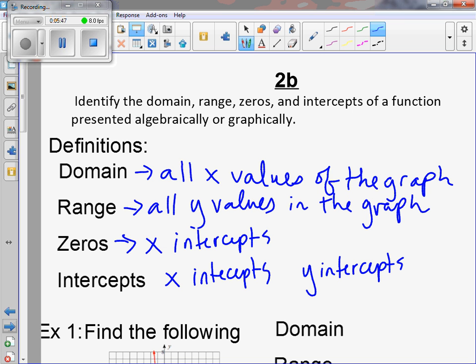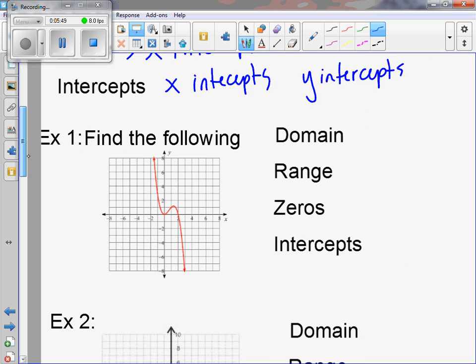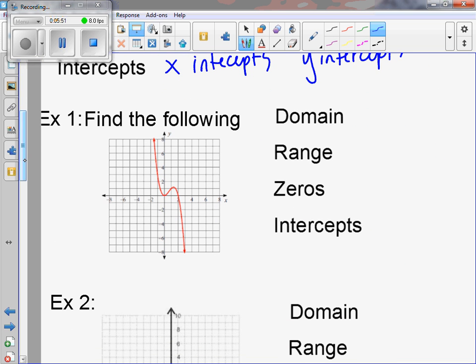Let's do a couple examples. We need to find the domain, range, zeros, and intercepts of each graph. Now this is moving on from Algebra 1. These graphs are continuous. They are not just line segments. They continue on. If you look here in the top left, they continue on forever and ever, and down forever and ever.